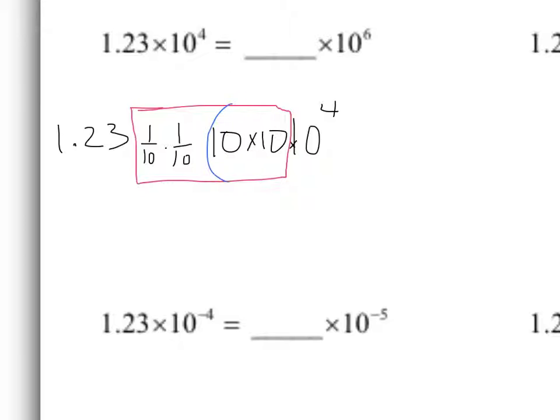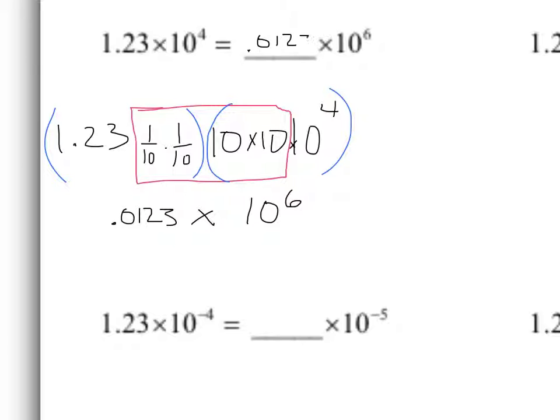So now I can put all of this together over here. That's going to give me my 10 to the sixth. And I'm going to put this multiplication over here. I have 1.23 times 1/10 times 1/10. 1.23 times 1/10 times 1/10 is what? 0.0123. All right? So this tells me if I wanted this to be 10 to the 6, it's 0.0123.